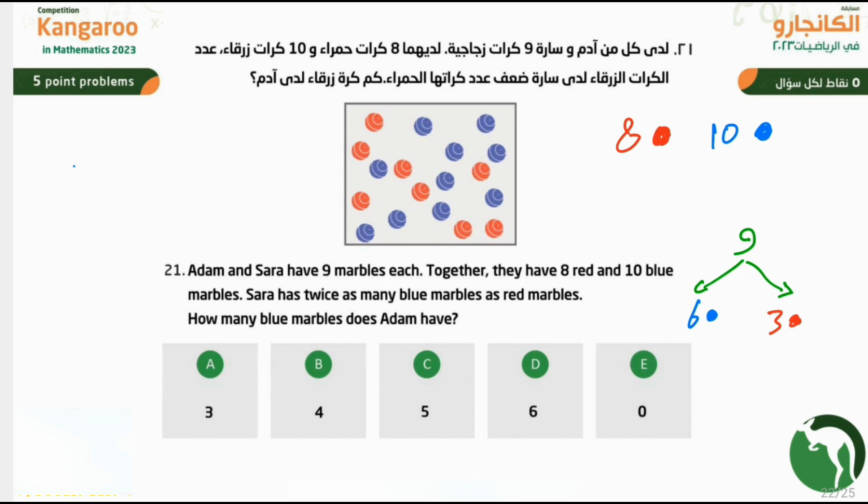So 6 is twice 3. So now what is left for Adam for the blue marbles is 10 minus 6, which equals 4, and the correct answer is B.